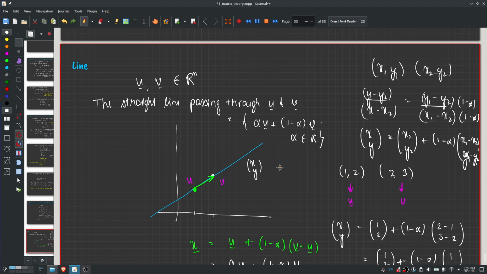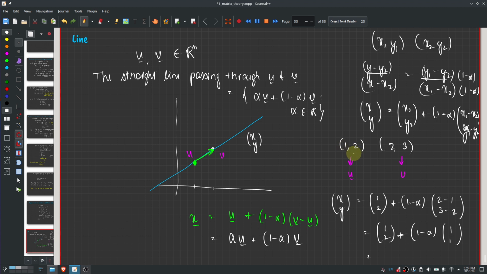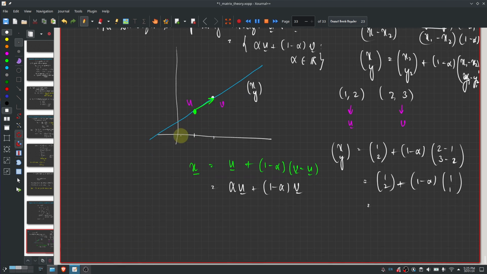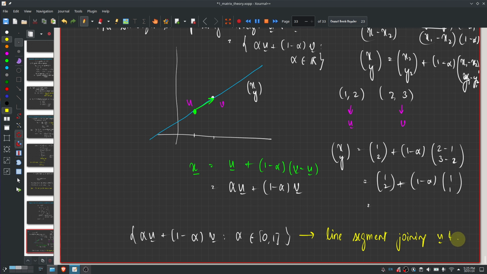Right? If you're still not convinced, just take these 2 examples, compute the set of all alpha times 1 comma 2 plus 1 minus alpha times 2 comma 3 for different values of alpha, and you'll see that it all lies on a straight line. Okay, so this is a straight line, but if I restrict alpha to be only between let's say 0 and 1, then what would I get? I would just get this line segment that joins u and v. So the set of all alpha u plus 1 minus alpha v for alpha between 0 and 1 is just the line segment joining u and v.